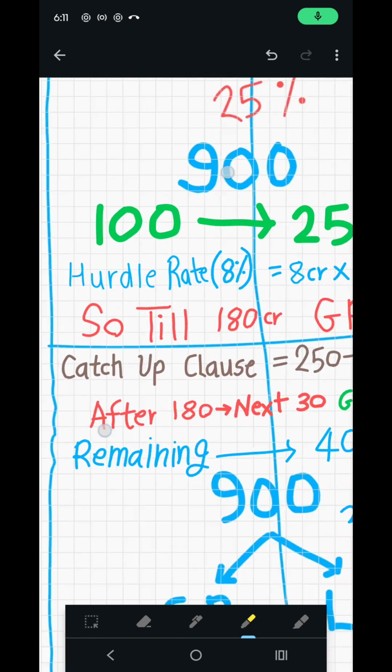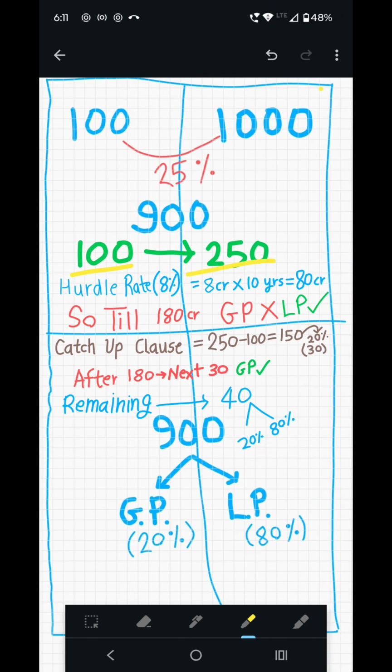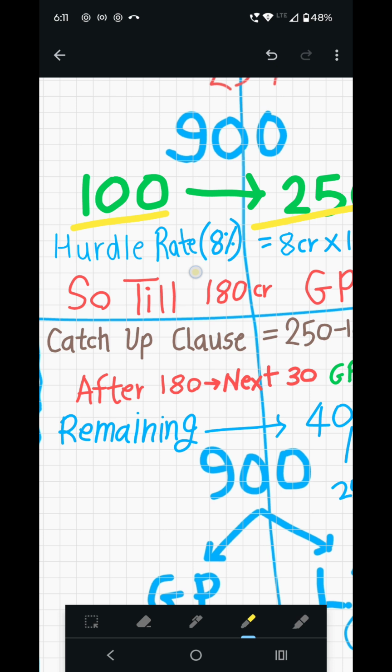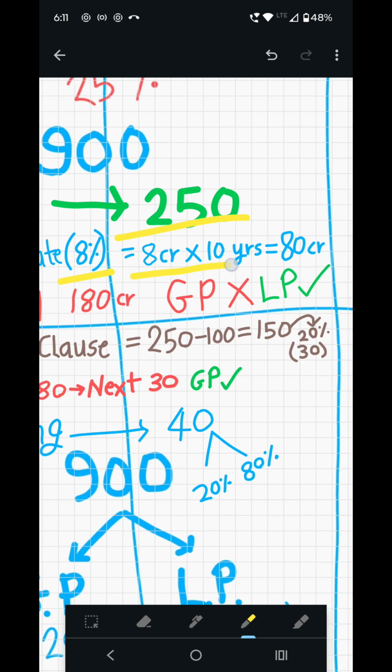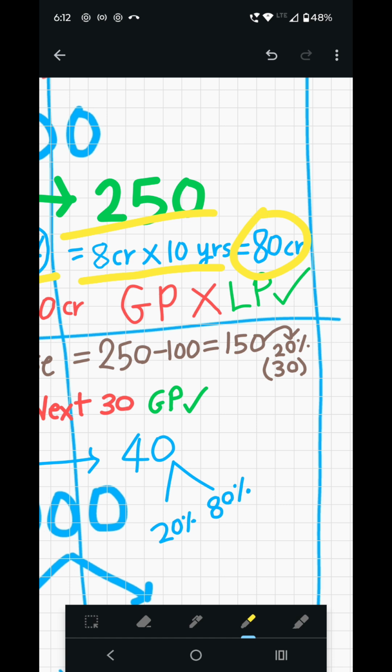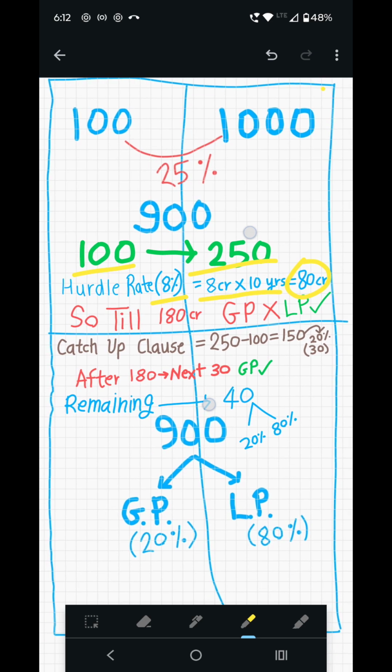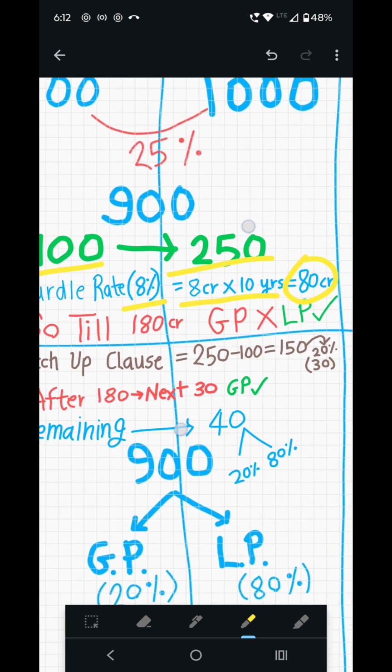So let's discuss. 100 was turned into 250. First of all, the hurdle rate is 8%. So every year 8%. So 10 years combined it will become 80 crores. I am taking it as a simple interest. Actually it is compound interest, but it becomes easy to understand. So every year 8 crore will be the hurdle rate. So for total 10 years it will be 80.